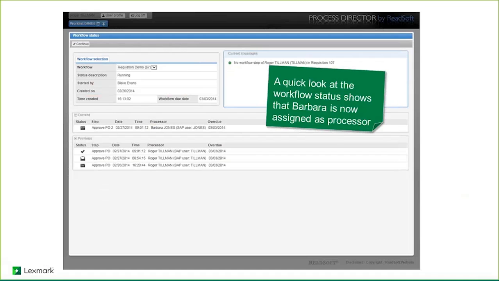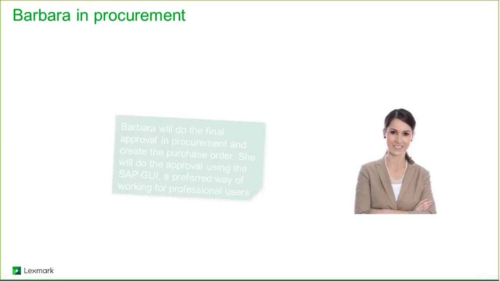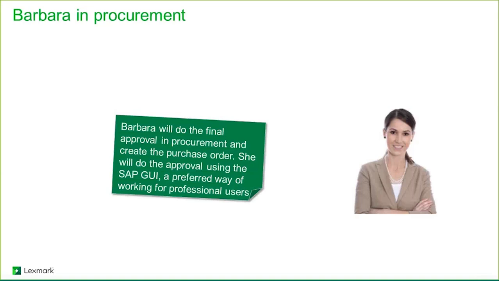So now that Dave, the buyer, has raised the purchase requisition and his manager approved it, what's the next step in the process? Exactly. So the next step in the process, of course, is that Barbara is going to do the final approval in procurement, and she will create the purchase order. She'll do this using our SAP graphical user interface, which is the preferred way of working for professional users. Again, these are not experienced SAP users, and we want to be able to give them a facility that makes it very easy to interact with the system.